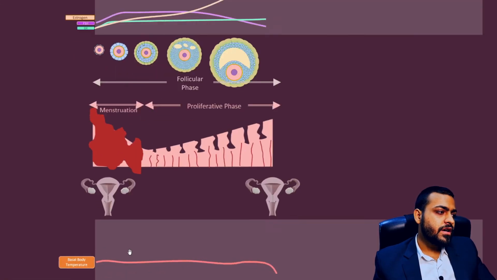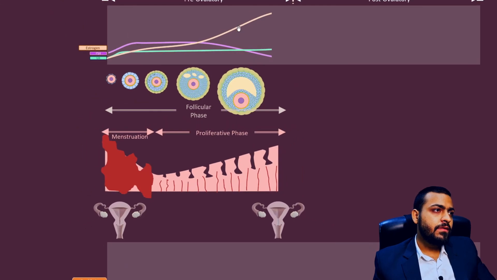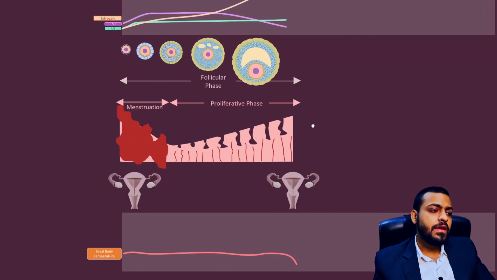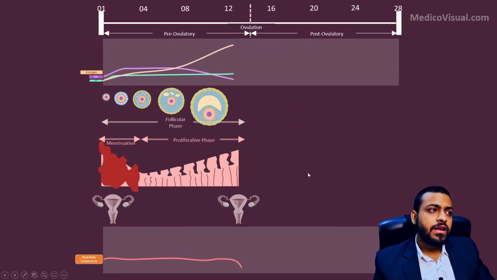Finally, another important point is that as the estrogen level reaches a peak, there is a slight dip in the basal body temperature curve. There is a slight decrease in basal body temperature, and this is a crude sign of ovulation, that now ovulation will start within a day or two, right?